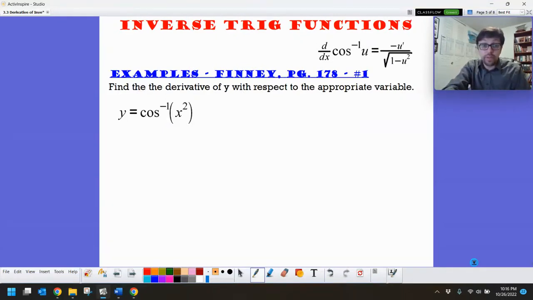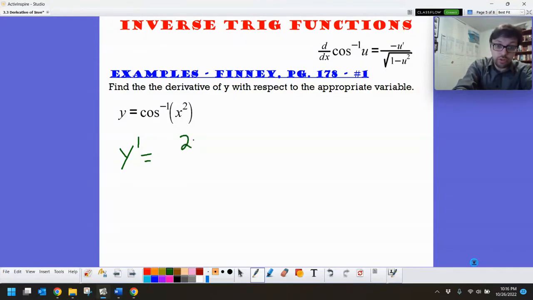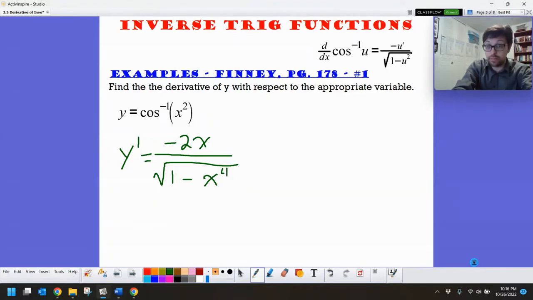Let's try using this thing out. So the derivative of inverse cosine of x squared is going to, so y prime is just going to be the derivative of our inside, which is 2x, slap a negative on that, over the square root of 1 minus our inside just squared. So we have to square that x squared, and we get an x to the 4th. And that's it. That's all you have to do. If you've got that memorized, it's really easy, but it's just a matter of memorization.